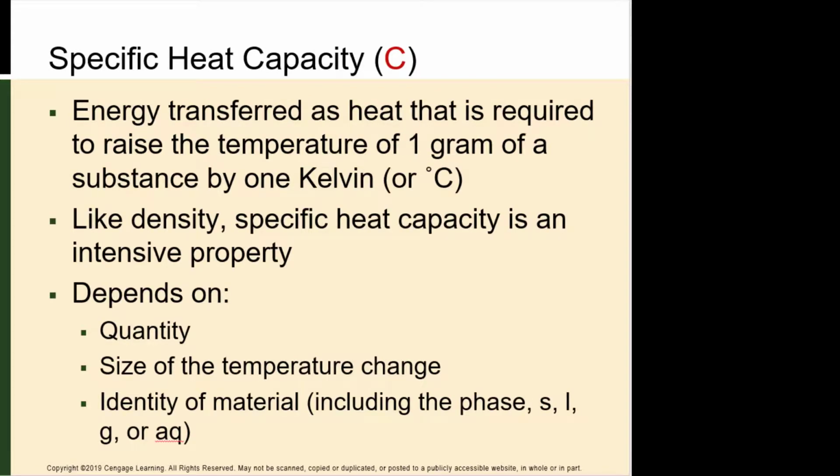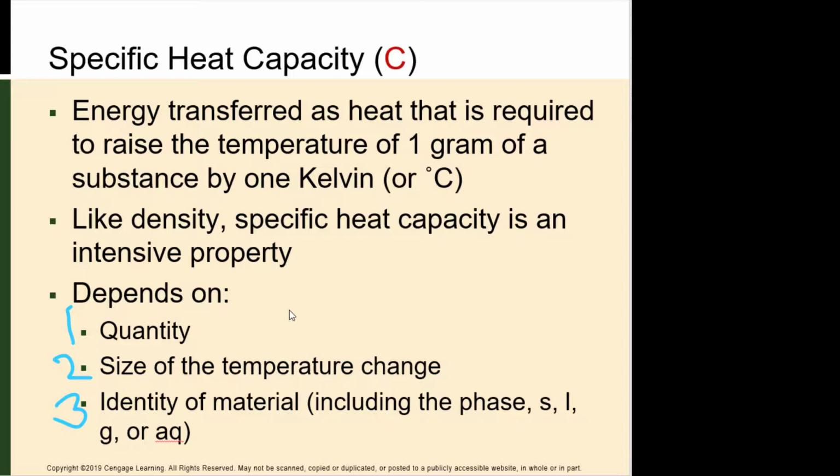So let's move on to specific heat capacity. When an object is heated or cooled, the quantity of energy transferred depends on 3 things. The quantity of material, well, this is number 1, the magnitude of the temperature change, and the identity, including the phase, whether it's solid, liquid, gas, of the material. So, the size of the temperature change and the identity of the material.